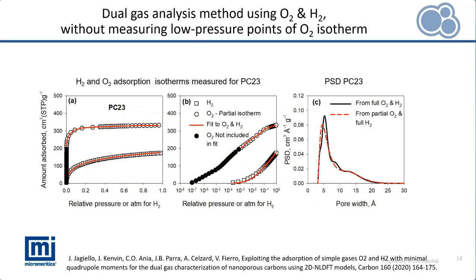Here, we test the same approach that we presented before for nitrogen and CO2 analysis. We show that to save measurement time, we can measure oxygen isotherm without low pressure points. These points are not measured. And from the dual fit, we obtain practically the same pore size distribution as in the case where the full oxygen isotherm was measured.